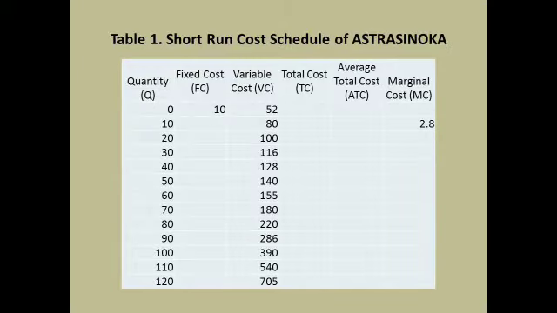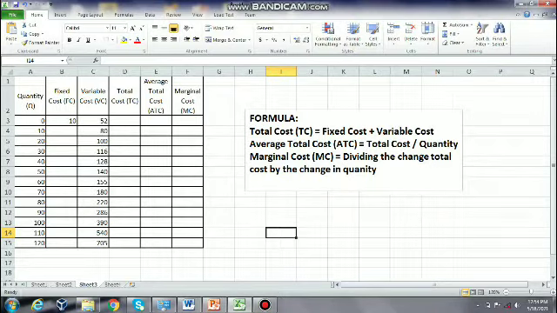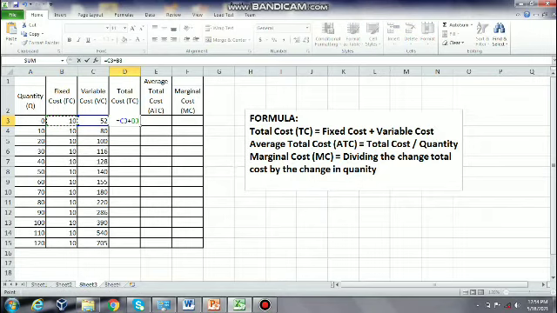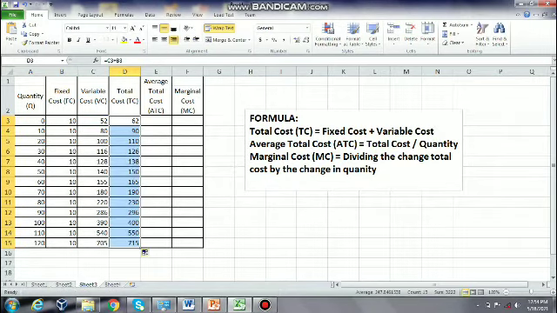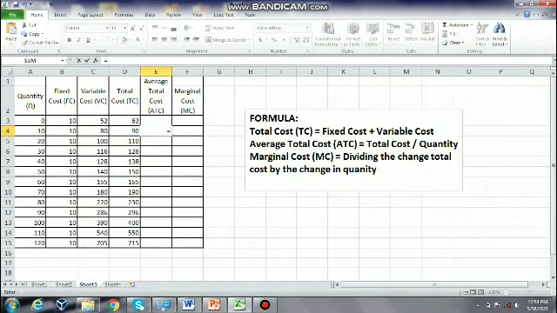The Table 1 short run cost schedule of AstraZeneca. So here's the computation. To compute the fixed cost, it will be 10. The total cost will be fixed cost plus variable cost. The average total cost will be total cost divided by the quantity. So 90 divided by 10 is equal to 9, and the rest goes on.